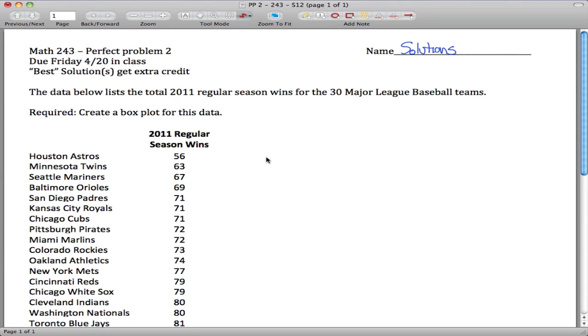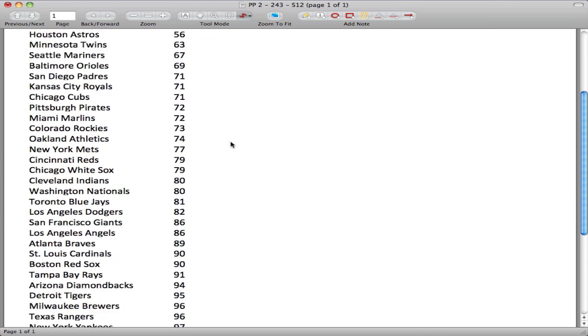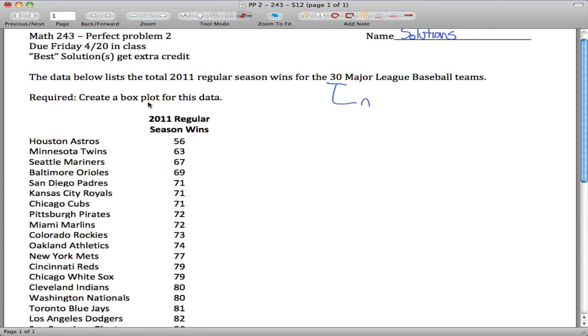Here's the solution to Perfect Problem 2. The data below lists the total 2011 regular season wins for the 30 Major League Baseball teams. That's what n is. And I even put them in order here, which is kind of helpful because we're asked to create a box plot. And to create a box plot, we need to know a lot of things.